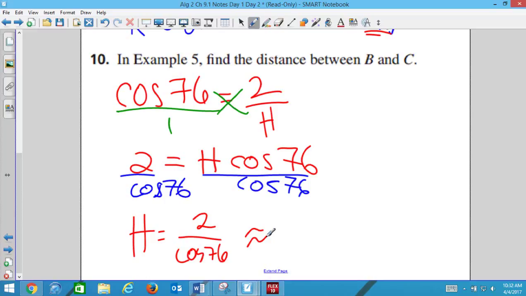Were you able to change your mode? Did you get this answer? Did you get it? Amy, did you get it? 8.27. Excellent. 8.27 miles.